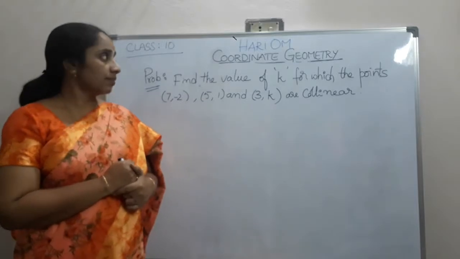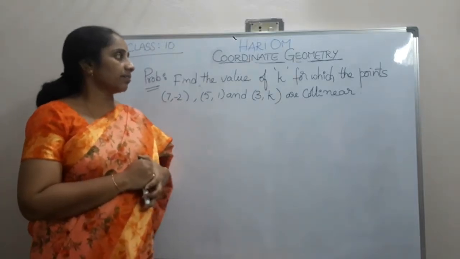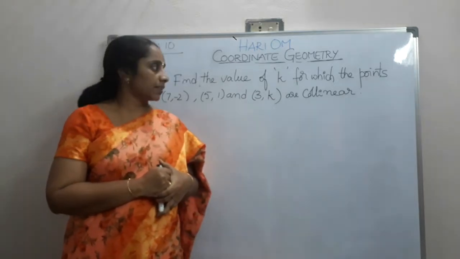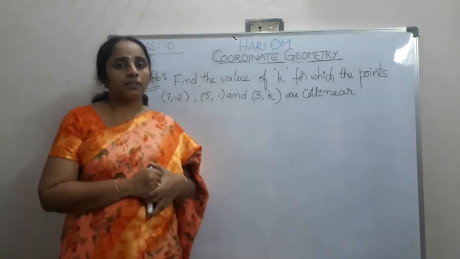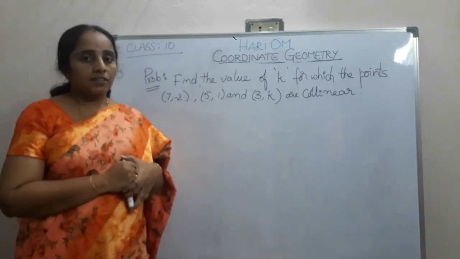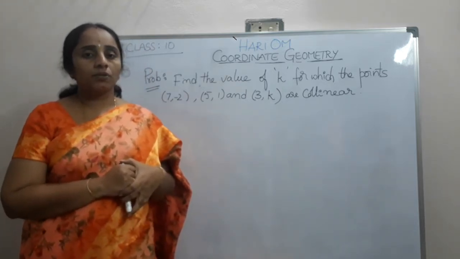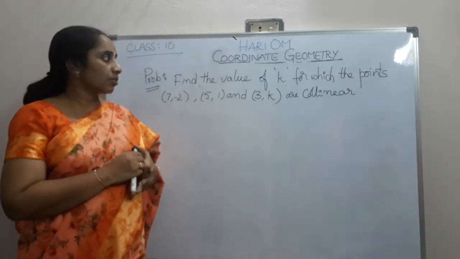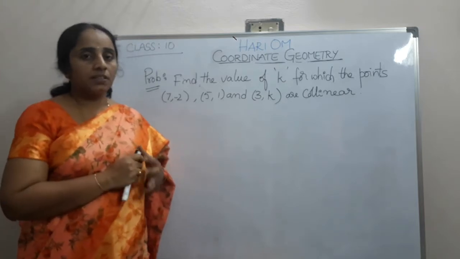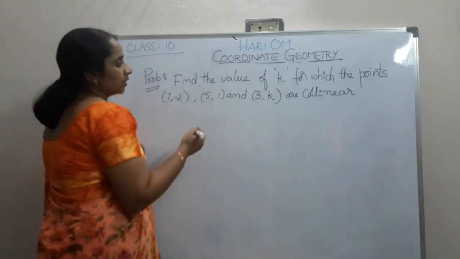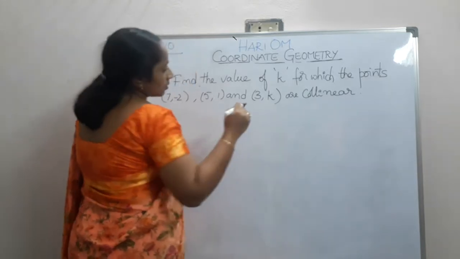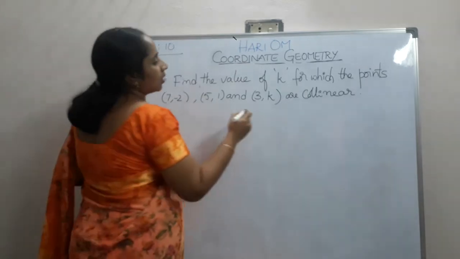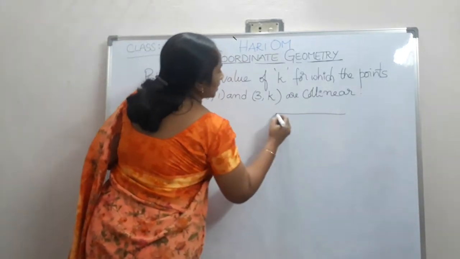Here, find the value of k for which the points (7, -2), (5, 1) and (3, k) are collinear. In our previous classes, we have already learnt about collinearity of points. Here, collinearity of 3 points. What is meant by collinear? Two or more points lying on the same line are called collinear points.